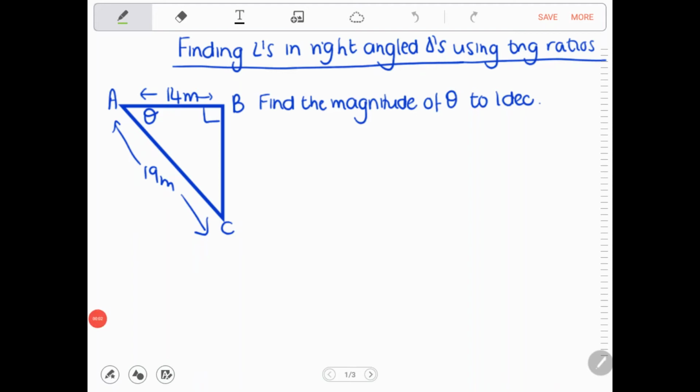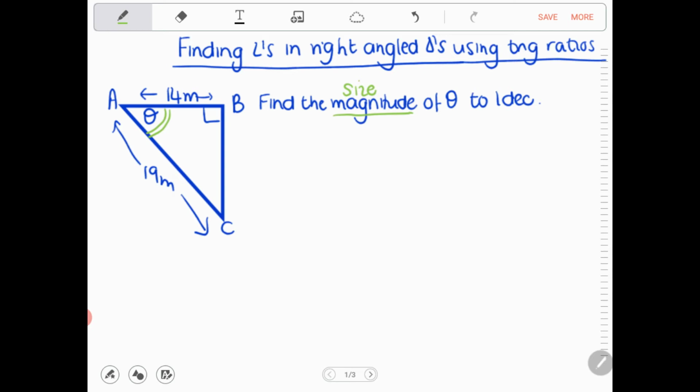Okay, so today we're going to be finding angles in right angle triangles using our trig ratios. Yesterday we were finding sides. In this first example, we've been given triangle ABC, and you can see angle B is 90 degrees. AC is 90 meters, AB is 40 meters, and we're looking for the magnitude of theta. So that's the angle here at A. Find the magnitude of theta, and magnitude just means the size of theta.